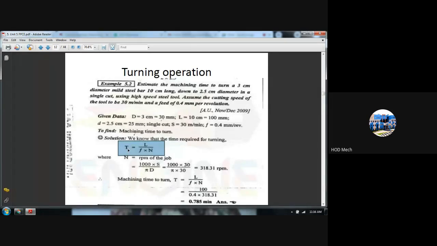Now here T is the time that you have to calculate. L is given in the problem. F, the feed, is given in the problem. N is indirectly given. There is another formula.